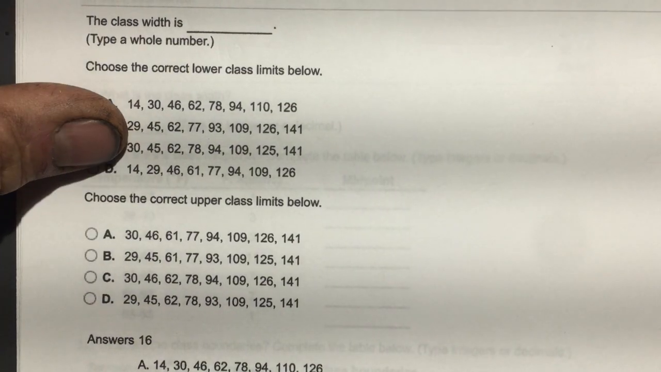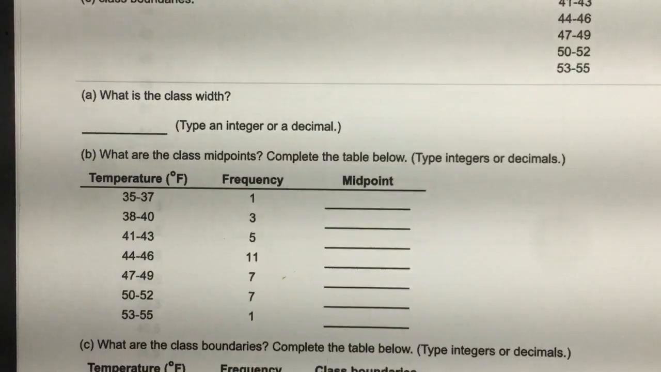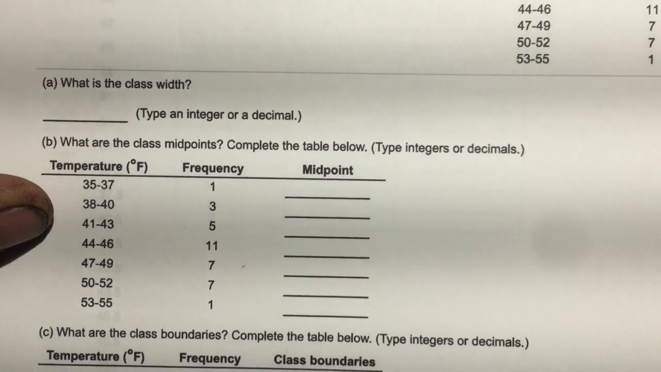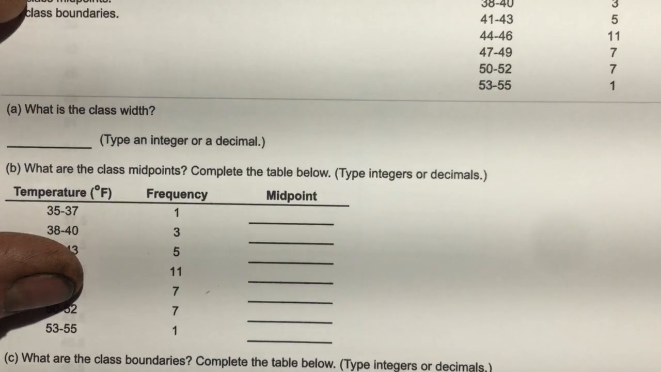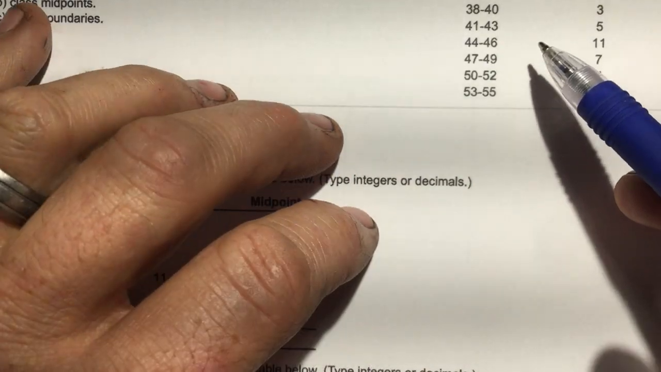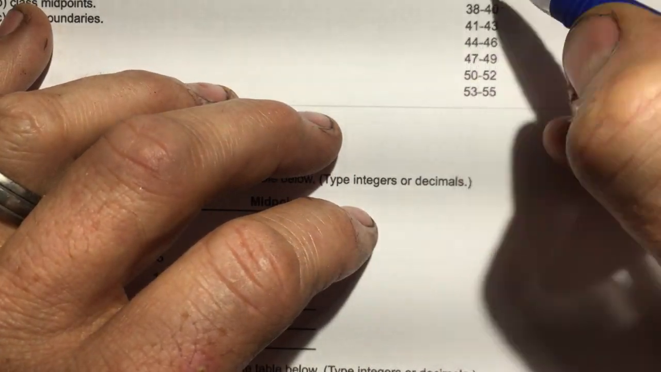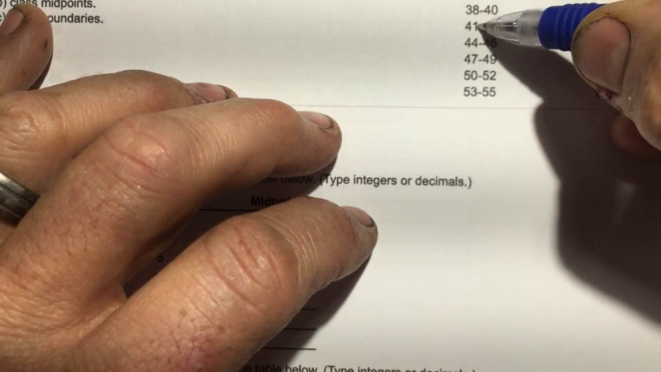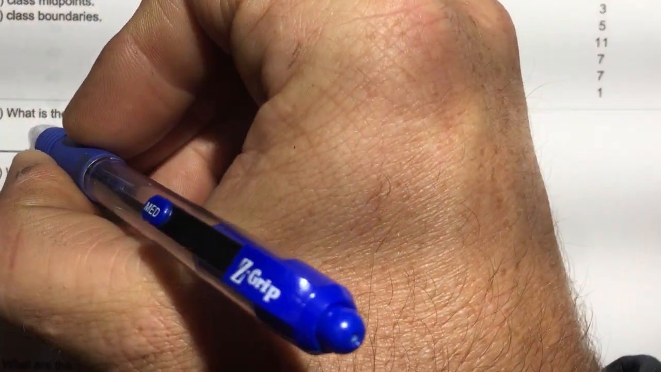All right, so here's number 3. That's another one. I'll let you guys do that one. Okay. Number 4 here. What's the class width? All right, so here's this frequency distribution. Find the class width. So my class width, well, from 35 to 38 is 3. These go up by 3 every time, so my class width is 3.